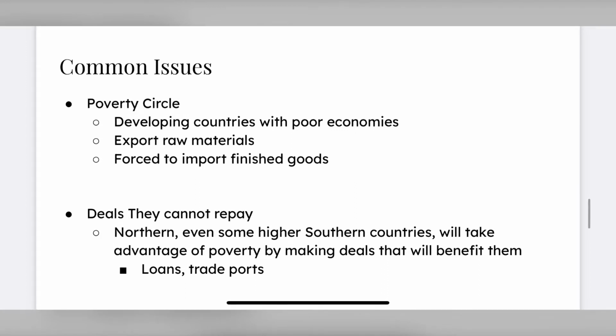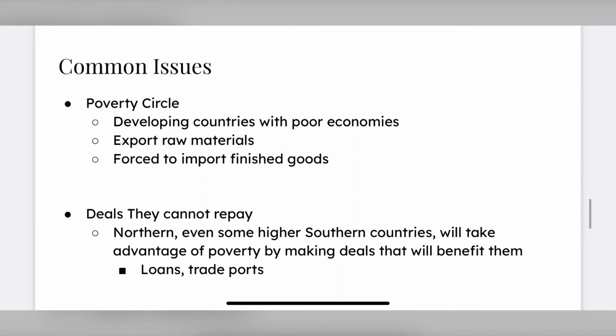Another common issue that is faced by the global south because of the global north is the global south being forced to make deals that they will never be able to repay. So northern countries will make deals with the countries in the global south, and this sometimes even happens with more developed southern countries such as China, where they make deals with the poor developing countries that they know won't be able to pay back.